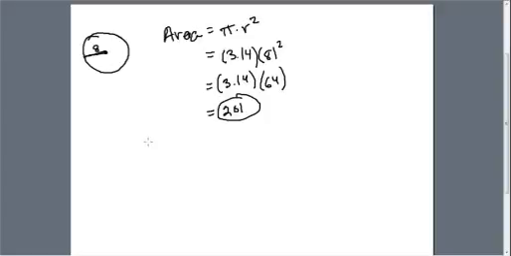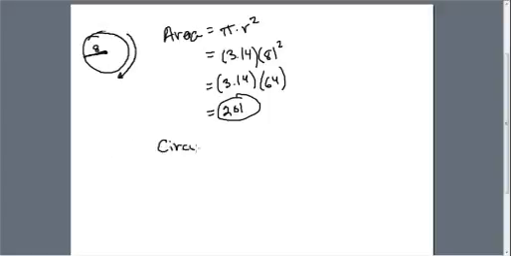Now, we need to go on to circumference. What is circumference? Circumference is just the measure of the size of the circle's perimeter. So if I took a measuring tape and I went around this circle and measured the length of the circle all the way around, what would that value be? That's circumference. And there's a formula to calculate the circumference of a circle.